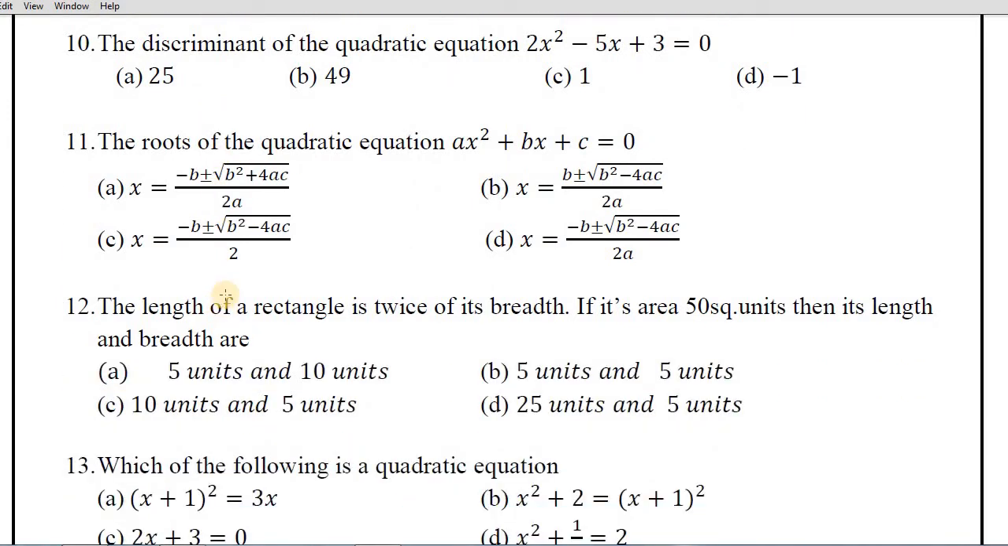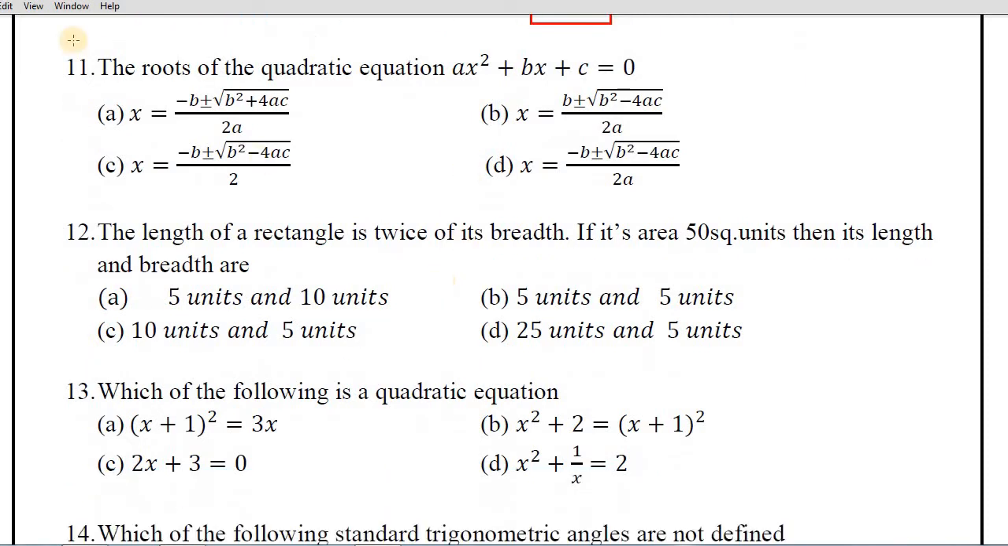Let's take another question. The discriminant of the quadratic equation 2x² − 5x + 3 = 0. Direct question, children. The quadratic equation is given and it is already in standard form. We need to find the discriminant. What would be the discriminant formula? That is b² − 4ac. So substitute the values of a, that is 2, b value −5 and c value 3. It gives our answer 1, which means option C is right for this question.